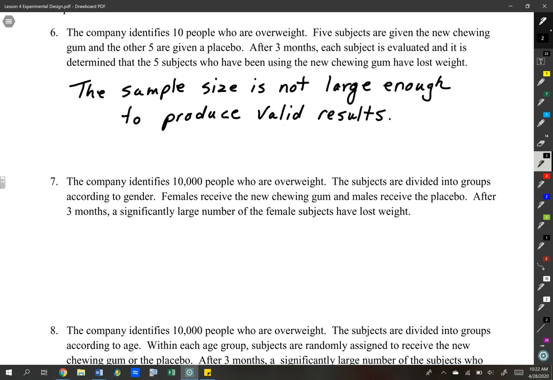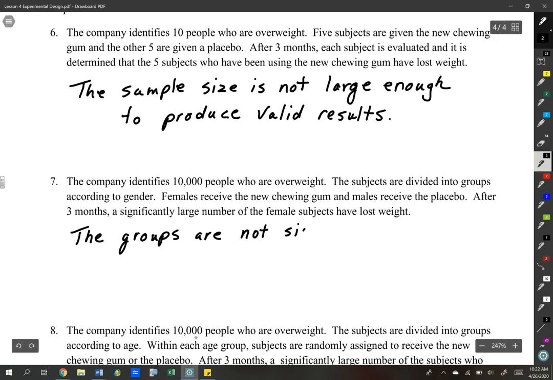All right, well, we have enough people in our survey here. We've got 10,000 people looking at this. The problem is that the groups are not similar. I mean, one group is all female and one group is all men. All right, the new chewing gum may have more of an effect on women than on men, or more of an effect on men than on women. It's not possible to see such an effect with the experiment the way it's designed.